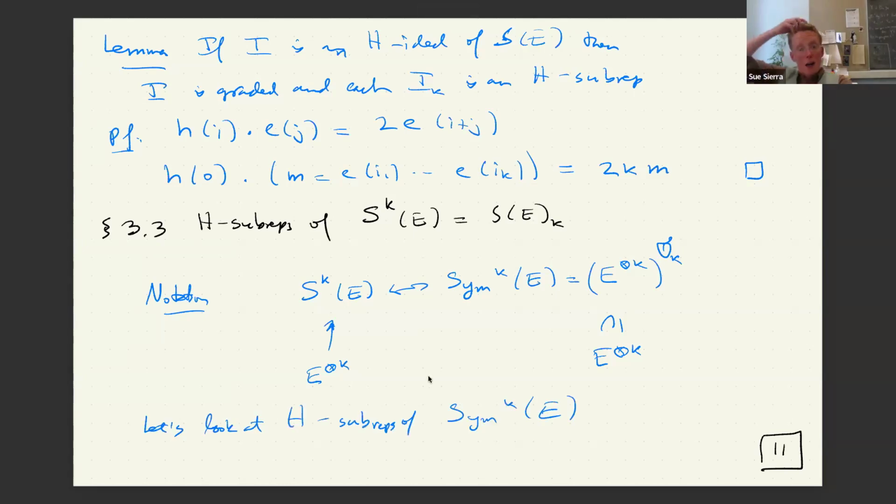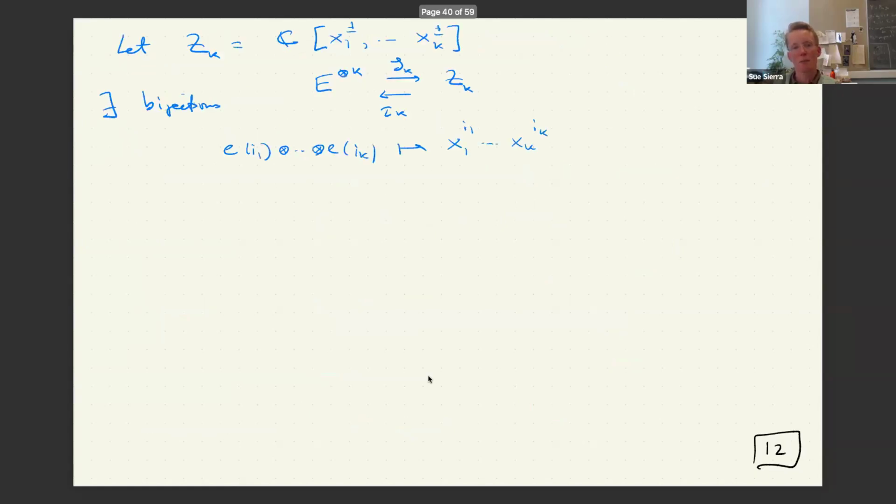So I wanted to think about H subrepresentations of S^k of E, but instead let me look at H subrepresentations of the kth symmetric power of E, Sym^k E. Actually, I'm not going to think about Sym^k E for a second. I'm going to think about this ambient space, the k-fold tensor product.